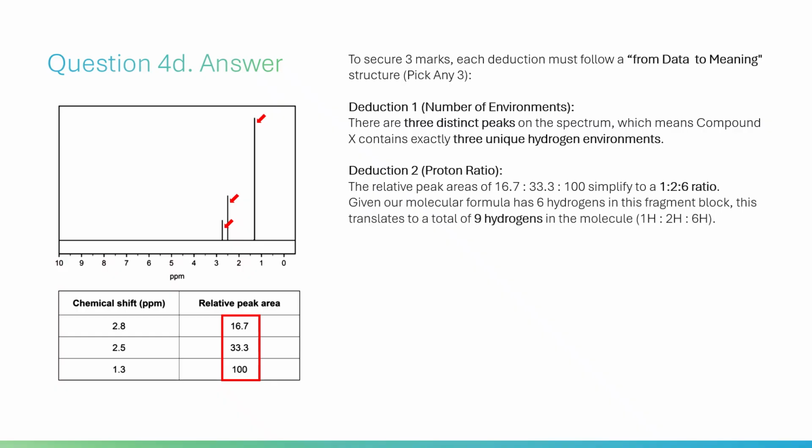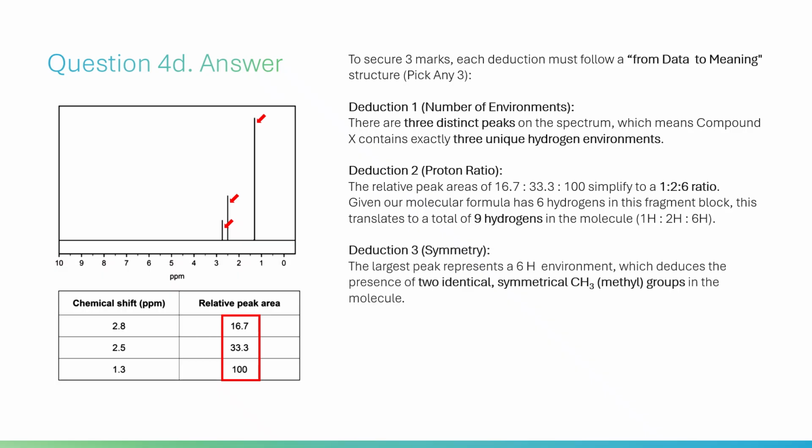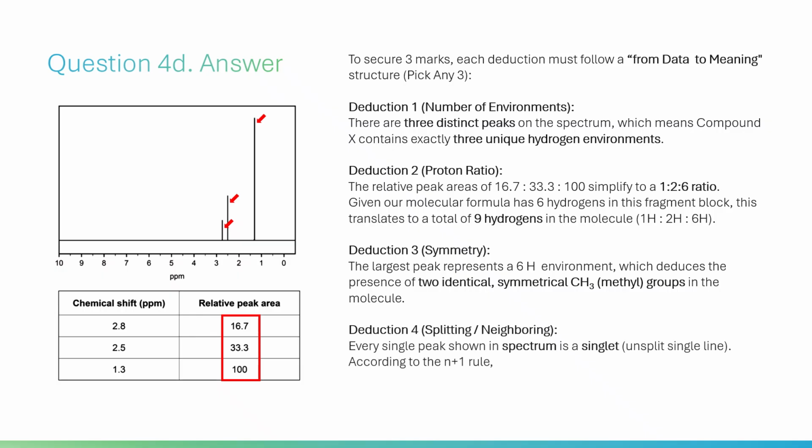Given our molecular formula has 6 hydrogens in this fragment block, this translates to a total of 9 hydrogens in the molecule: 1H, 2H, 6H. Deduction 3, symmetry. The largest peak represents a 6H environment, which deduces the presence of 2 identical, symmetrical CH3 methyl groups in the molecule. Deduction 4, splitting in neighboring.